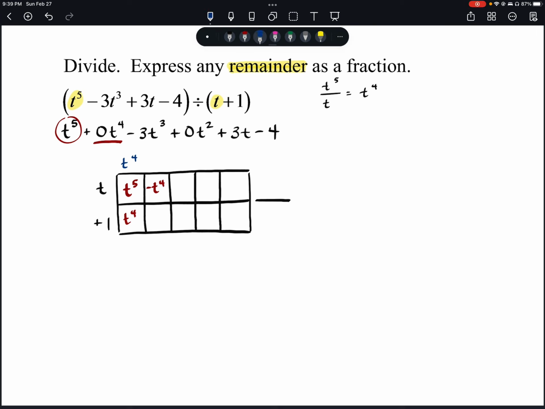And that would leave us with a negative t to the third up here. Multiply it through to get a negative t to the third down here. How many total t to the thirds do we have? Well, we had negative 3 of them, so we need 2 more. So minus 2t to the third, which is going to give us a negative 2t squared. We'll multiply it through. We've got a negative 2t squared. We have 0t squared, so we know this has to be a positive 2t squared.